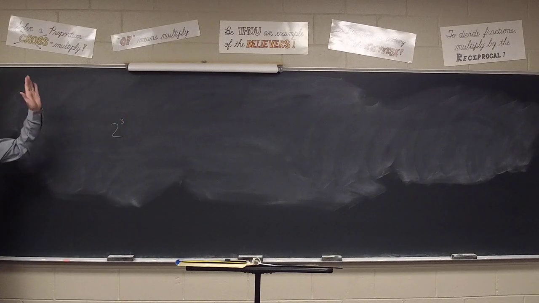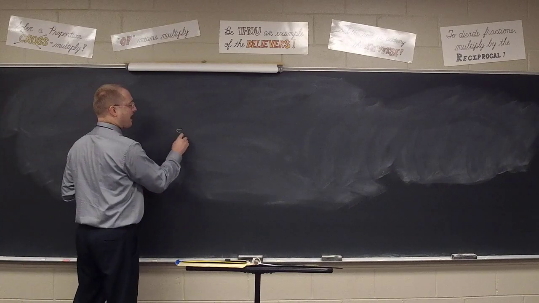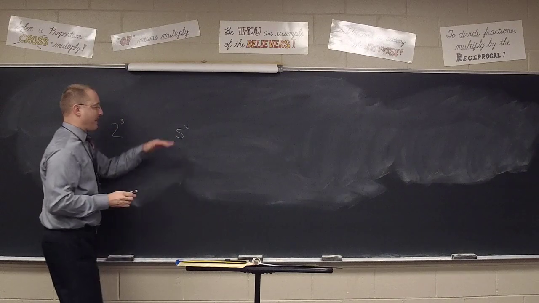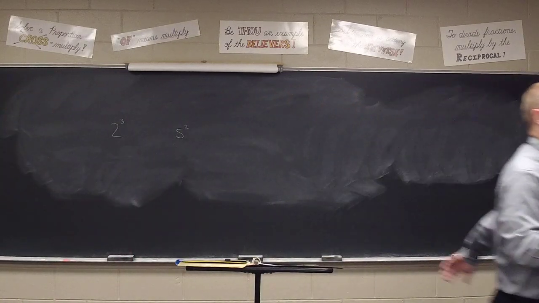To remember how we read an exponent of 3, Jalen? 2 cubed. 2 cubed is how we read it. What if we had, for instance, 5 times 5, right? That would be a base of 5, an exponent of 2. How would we read that? Kirsten? 5 squared.